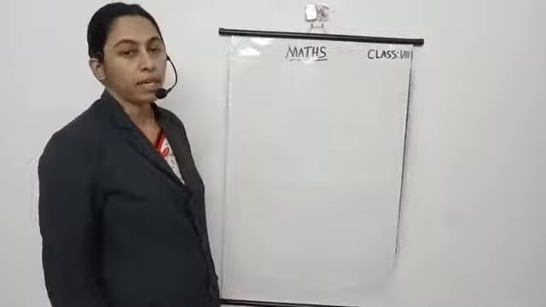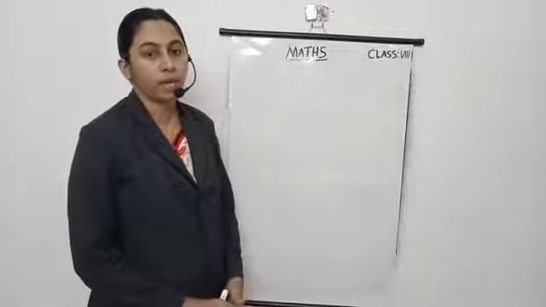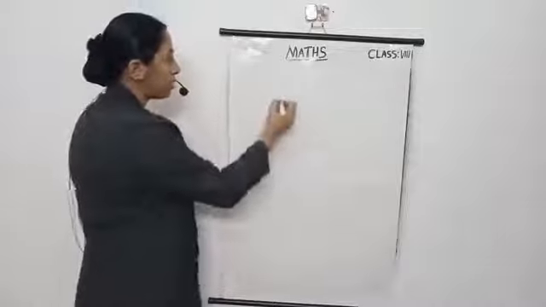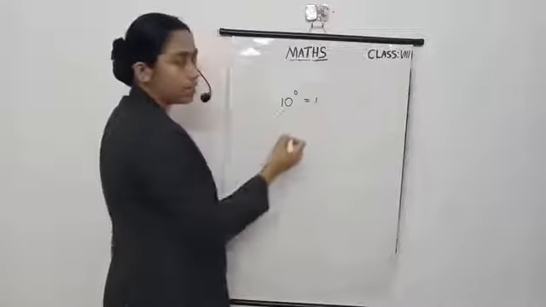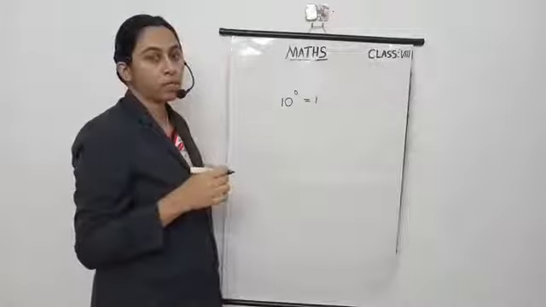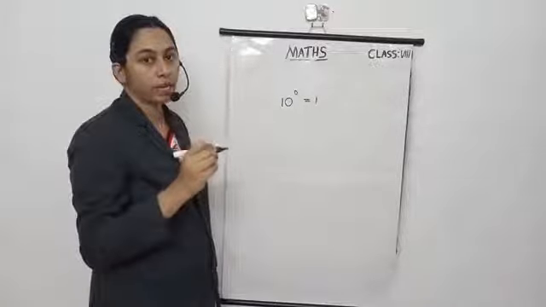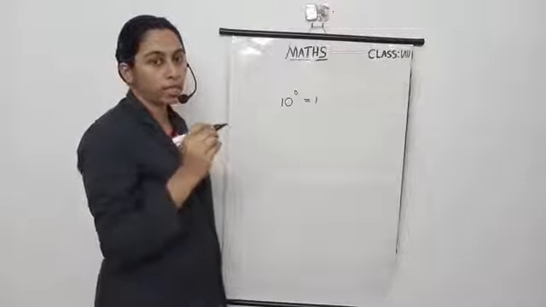Okay. In 7th standard, we already learned 10 raised to 0. 10 raised to 0 is equal to 1, isn't it? Any number raised to 0 is equal to 1. A raised to 0 equals 1. That is a general law.